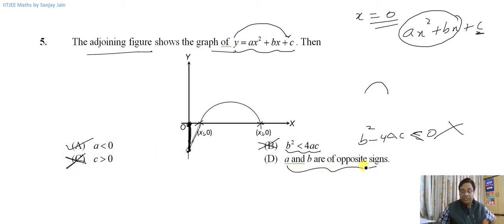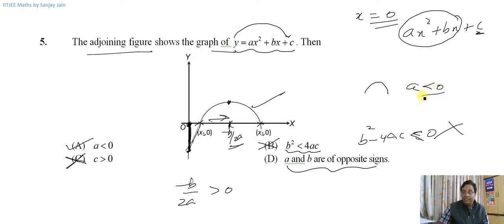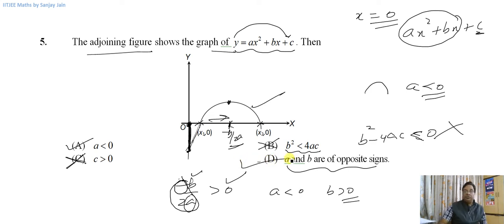A and b are of opposite signs. Let us check this one. The value where it achieves the maximum value is −b/2a. It achieves the maximum and minimum value at x equal to −b/2a. So in this particular graph, −b/2a is on the positive side of the x-axis. So −b/2a I can say is positive, right? And the graph is opening downwards, so I know that a is negative, right? If a is negative, this negative sign collectively will make this expression positive, right? So what is b? b is greater than 0, right? a is less than 0, b is greater than 0. So I can say a and b are of opposite signs. So this is also a correct option.